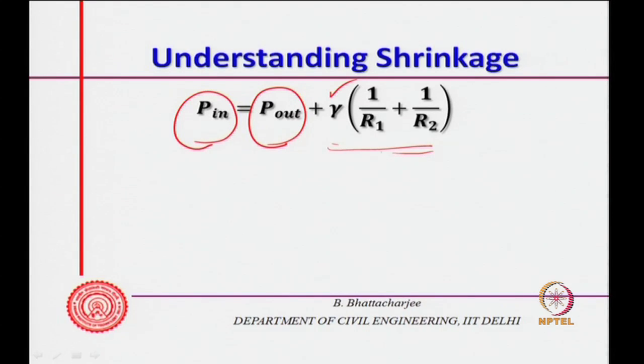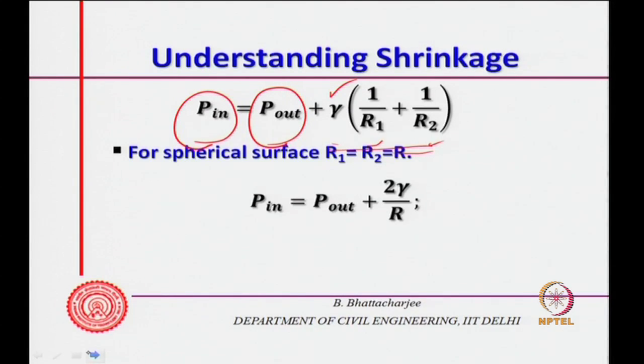Here gamma is the surface tension, and R 1 and R 2 are the radii of curvature in the two directions that we considered. If it is a spherical surface, then R 1 equals R 2, and I can write it as R, and the Young-Laplace equation turns out to be P in equals P out plus twice gamma by R. So, because of the surface tension, there will be an excess pressure of 2 gamma by R inside.